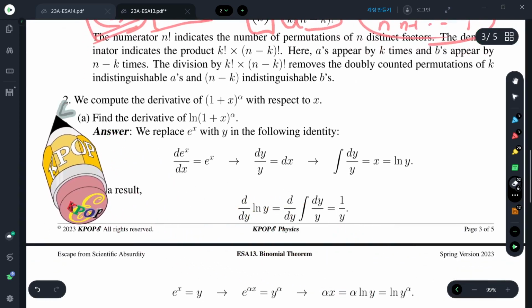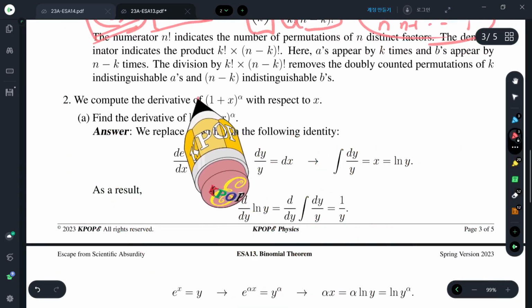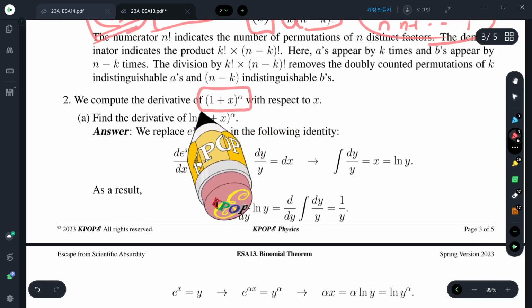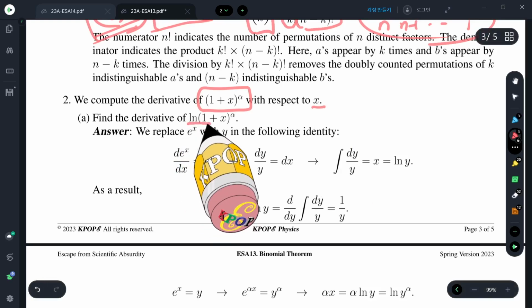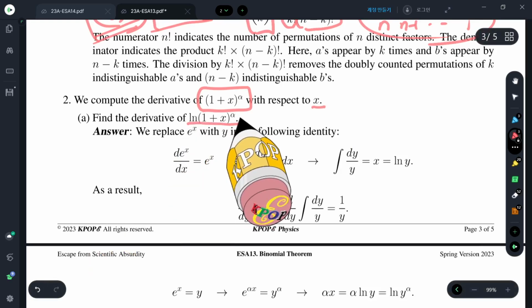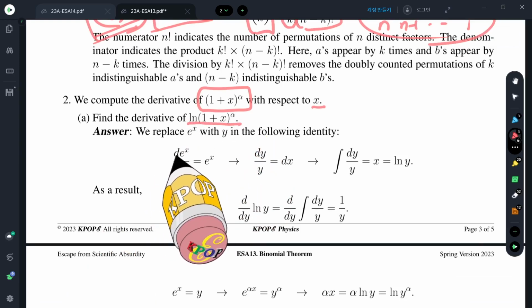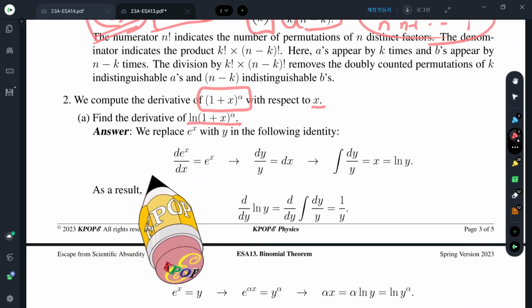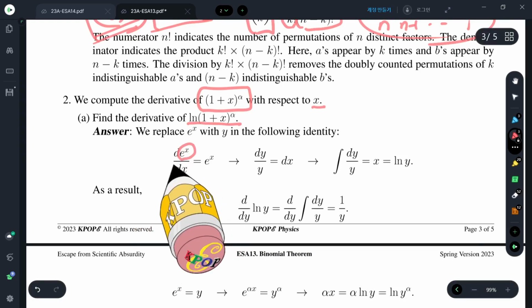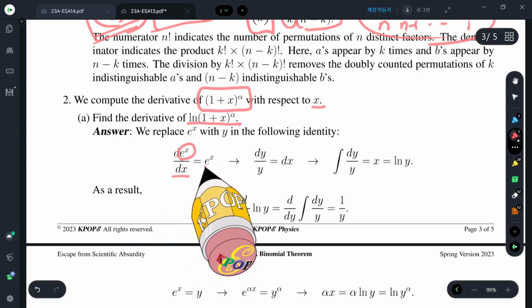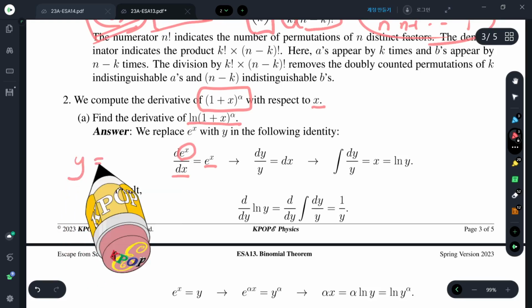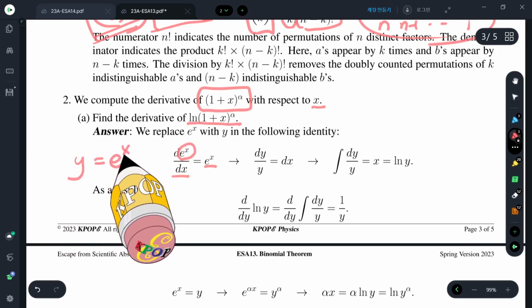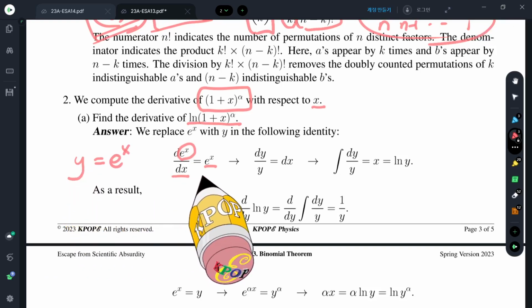We compute the derivative of (1 plus x) to the alpha with respect to x. We find the derivative of log first. We know the derivative of the exponential function is the same.